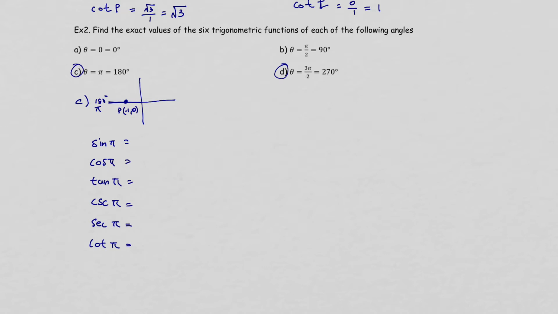Sine is going to be your y value, so it will be 0. Cosine is your x value, -1. Tangent is sine over cosine, which is going to be 0. Flip it, that is cosecant, so it will be 1 over 0, which is undefined. And secant is flipping cosine, so it will be -1. Cotangent is flipping tangent, which becomes -1 over 0, so that's going to be another undefined.